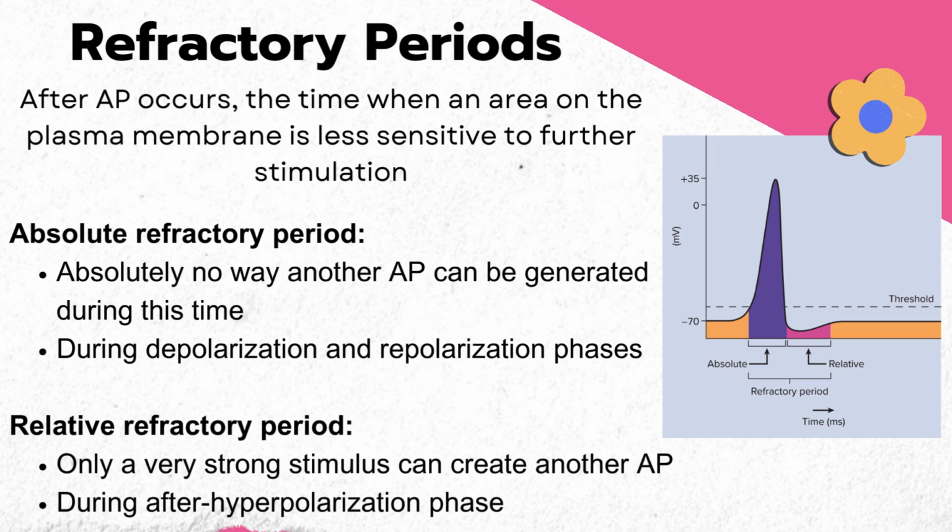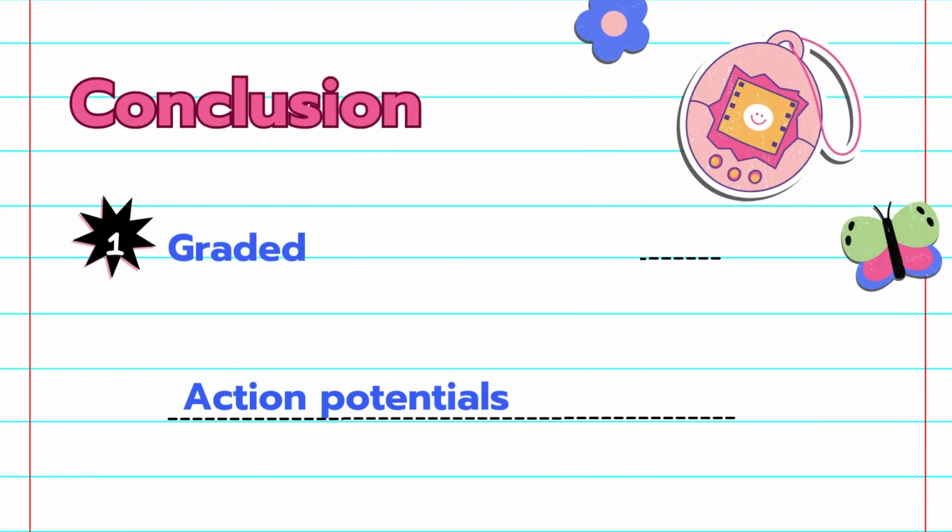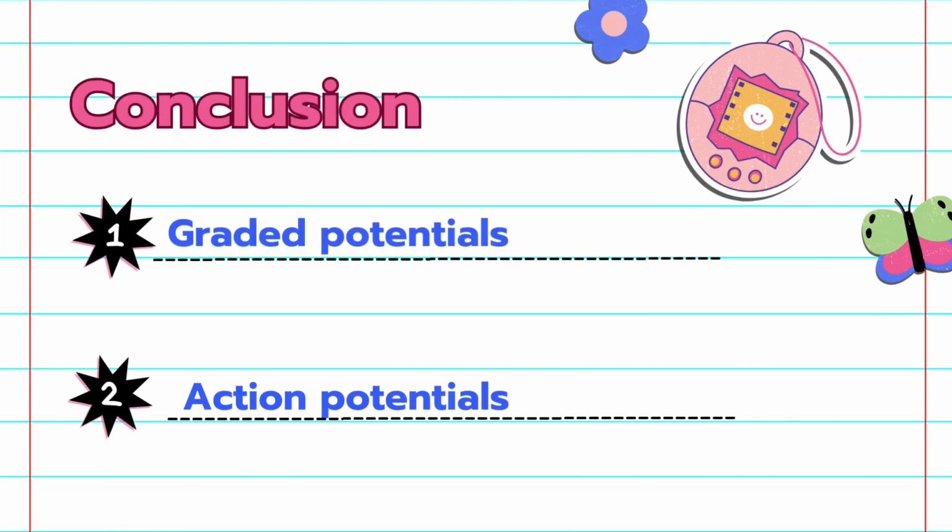The relative refractory period is the time when only a very strong stimulus can cause another action potential. This time is shown in pink in the graph. The relative refractory period occurs during the hyperpolarization phase. In this presentation, we covered graded potentials and action potentials.